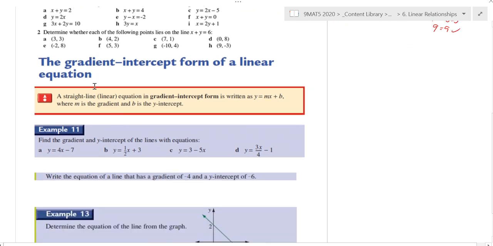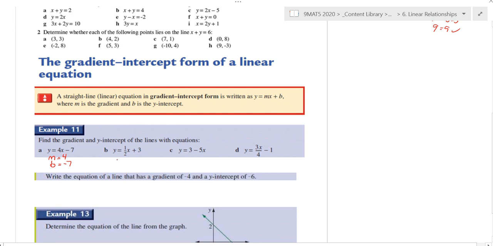So let's have a look at the gradient-intercept form of a linear equation. We looked at this yesterday: y equals mx plus b. This is almost a bit of revision from yesterday. Find the gradient and y-intercept of the lines with these equations. Then the m for gradient is 4. The y-intercept is minus 7.